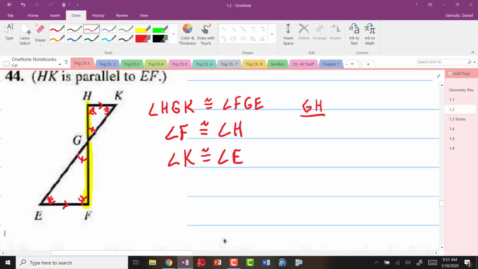excuse me, is, and it doesn't matter if you do GH or HG, order doesn't matter on naming a segment, FG, not equal, proportional to some other fractions. And I'm sure no one would miss this. Of course, probably everyone would get that right, that HK goes with EF, but look at the markings of the angles. 2, 3, 2, 3. Yep. So KH over EF.